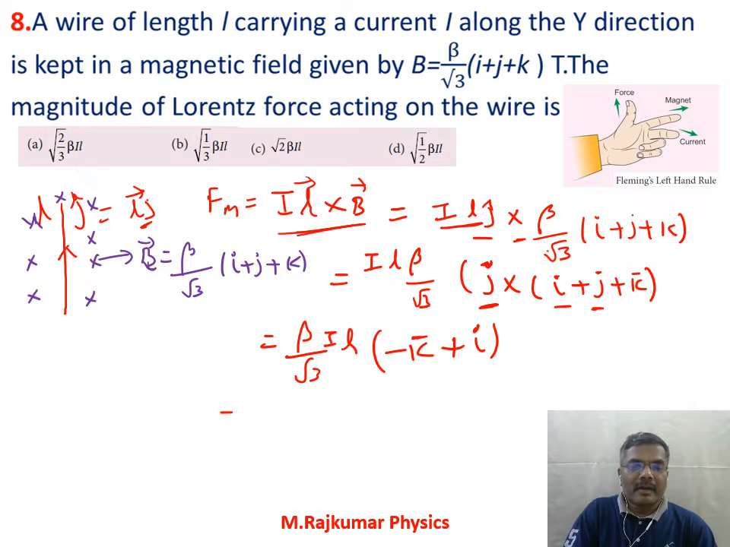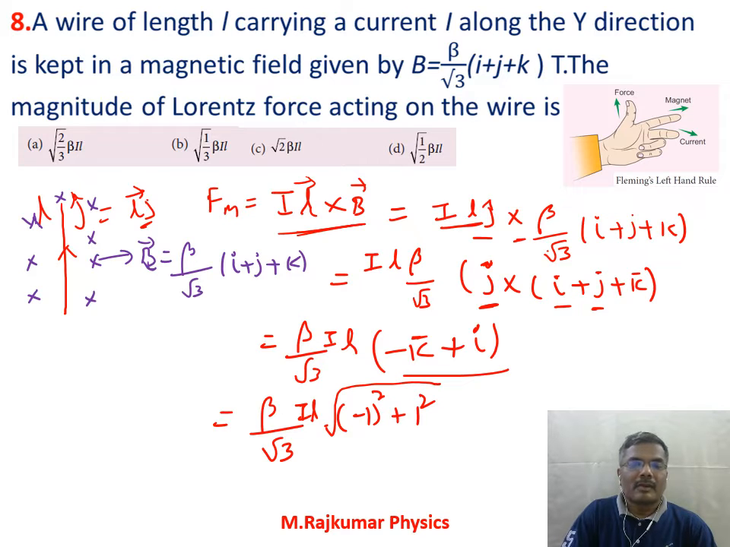So now if I find the magnitude of this vector, that will give the final answer. So beta by root 3 I L into the square root of minus 1 squared plus 1 squared.